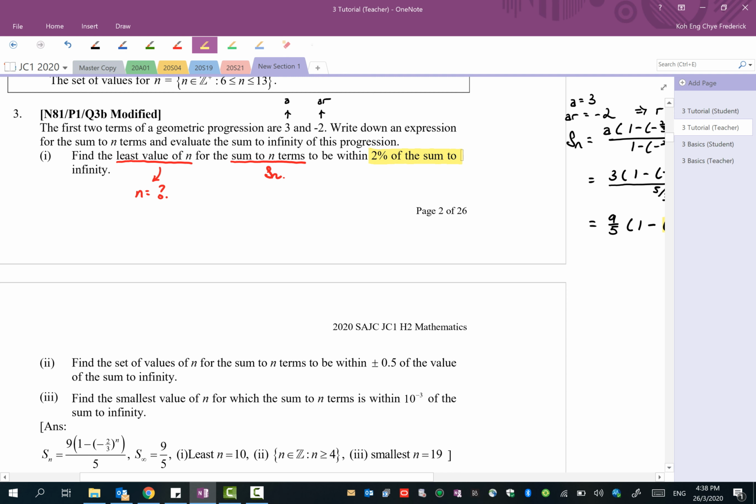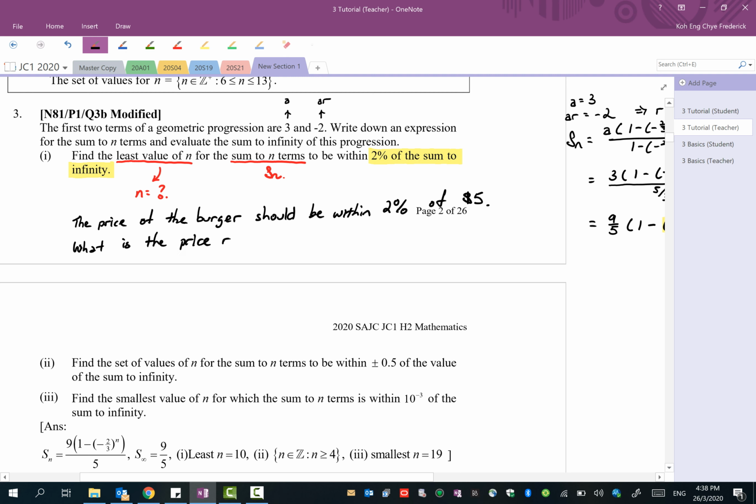Sounds like a mouthful, so allow me to bring in a very simple idea. Let's talk about English first. The price of the burger should be within 2% of $5. So I will ask you, what is the price range of the burger?